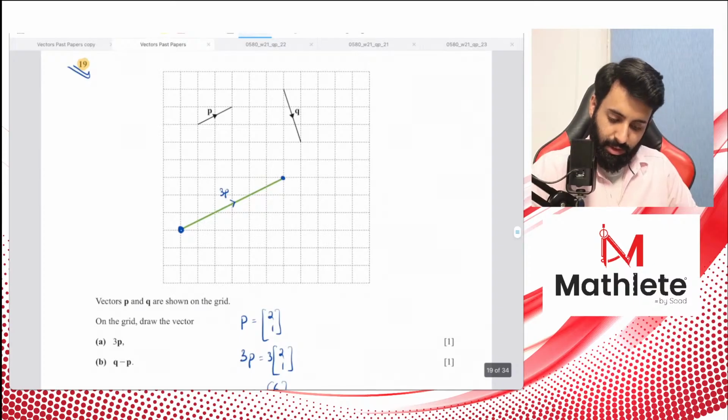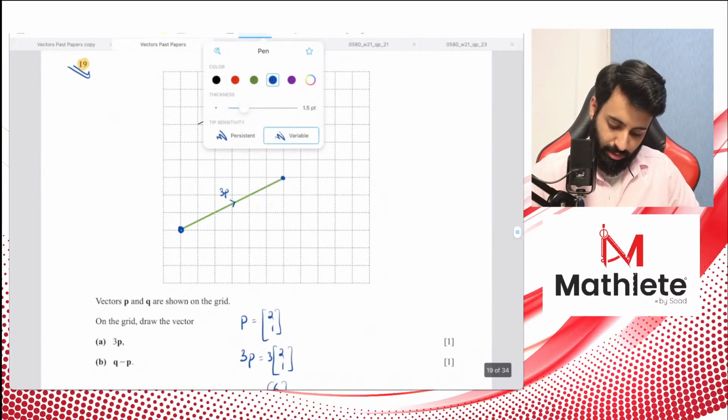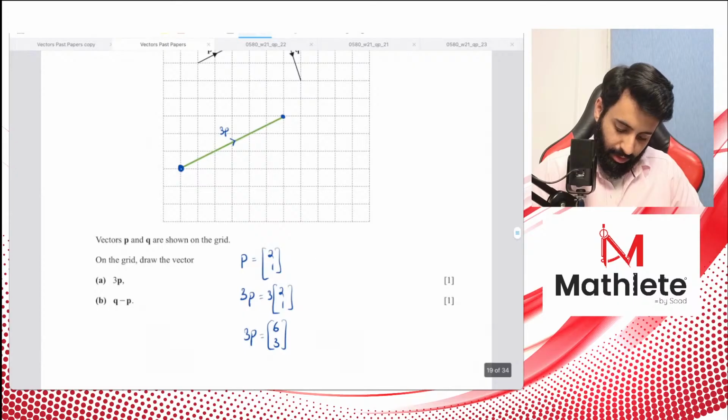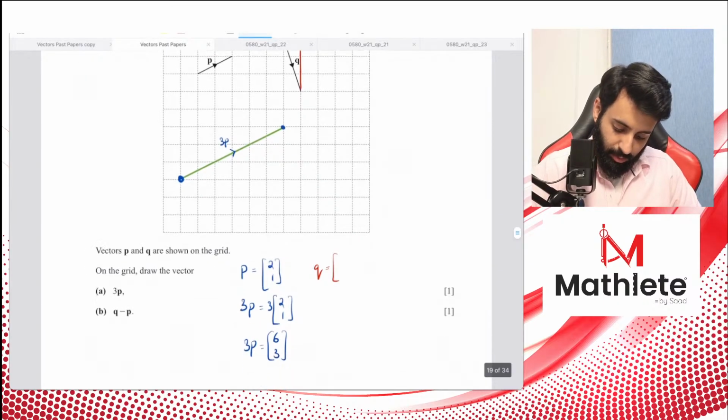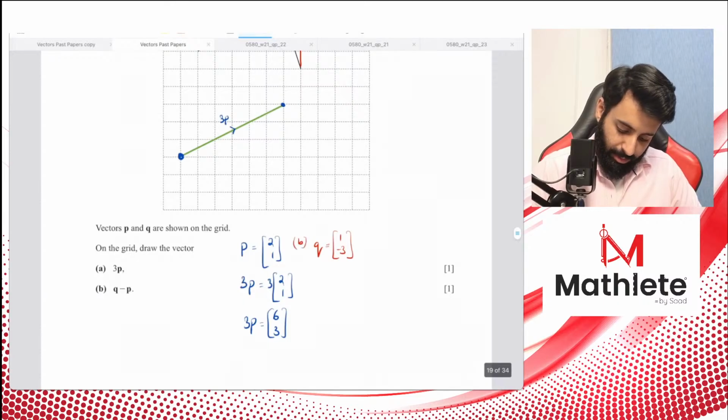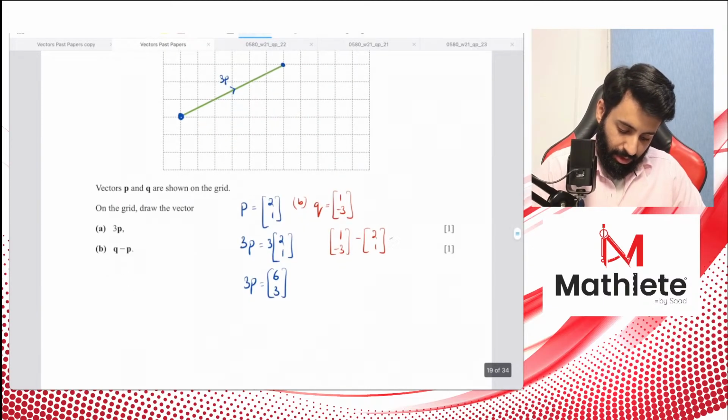Okay, so I will suggest to do it the not so risky way. I'm going to write down what vector Q looks like. Q is 1 unit to the right and then 1, 2, 3 units down. So that means (1, -3). Now this is part B, by the way. Q minus P basically means (1, -3) minus (2, 1). So 1 minus 2 is minus 1, minus 3 minus 1 is minus 4.